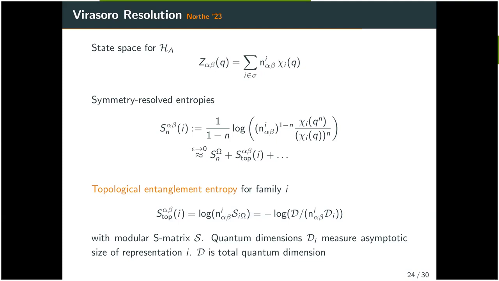And you will find again this leading piece, which comes from the primary here, the lightest one, that's going to give you the leading piece. And then you're going to find a piece which comes from the Affleck-Ludwig boundary term that we had before, but now it really just codes for one family. And this thing is known already in the literature, and it's called topological entanglement entropy.